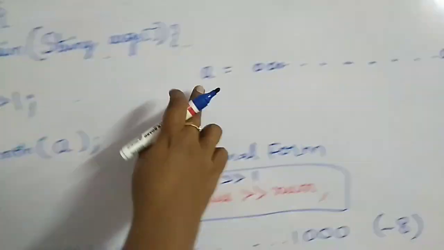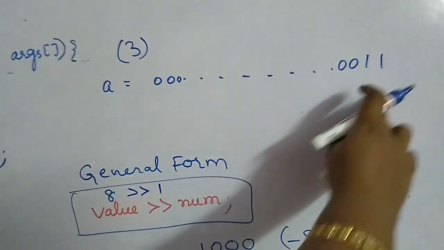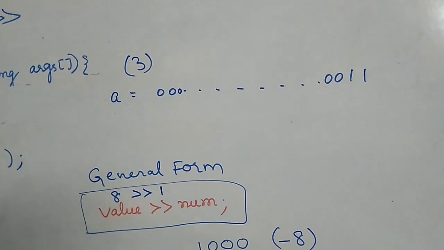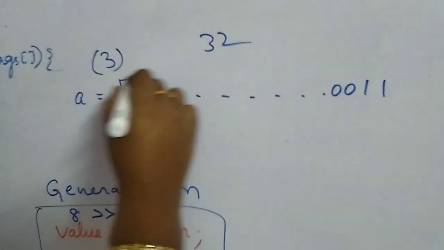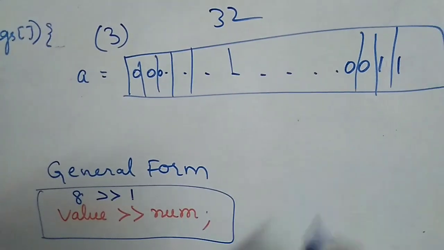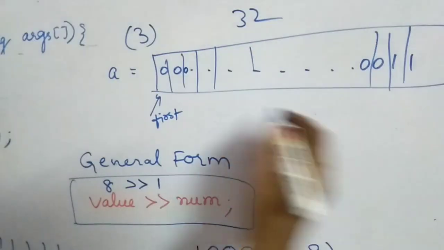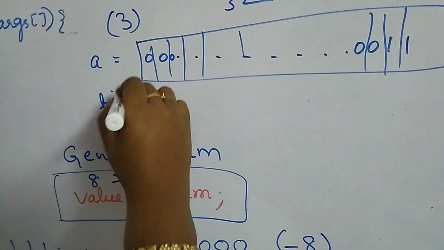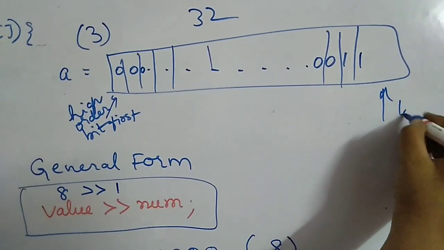So a is represented in binary format like this. This is 3. And the operation I said is a is equal to a right shift 1 time. These are all the 32 bits. Now everybody try to understand this. This is the first bit, the most significant bit or the high order bit, and these are considered the low order bits.